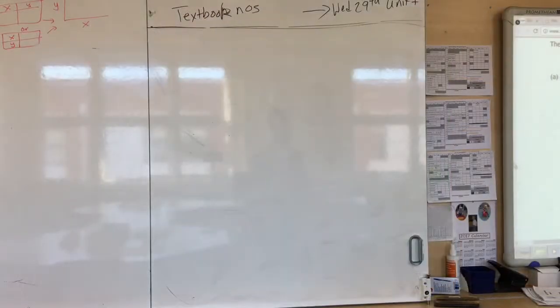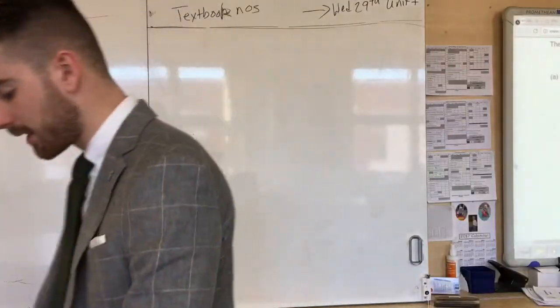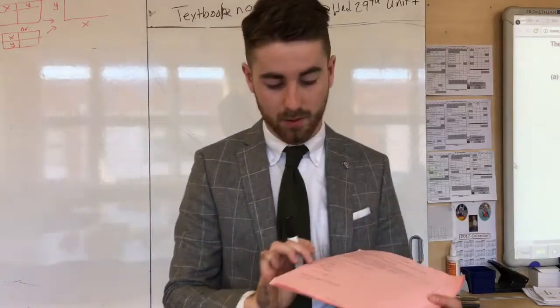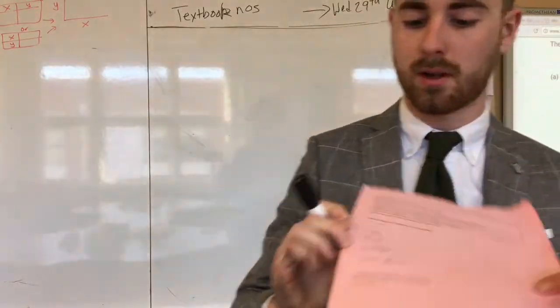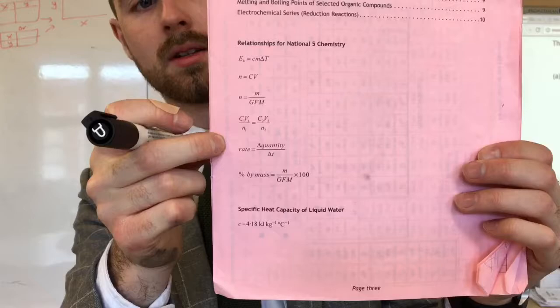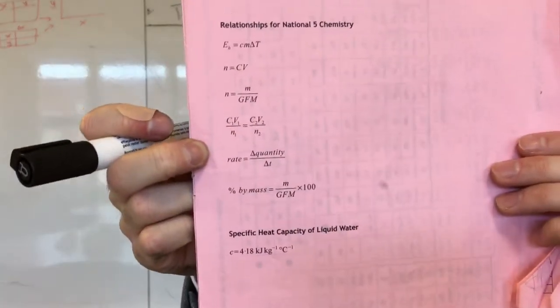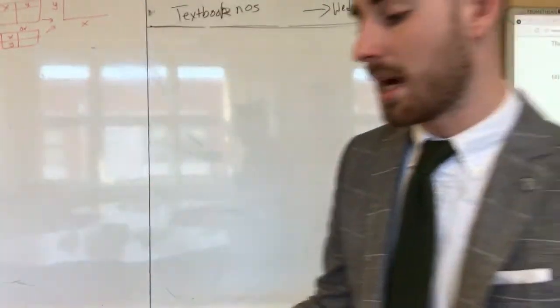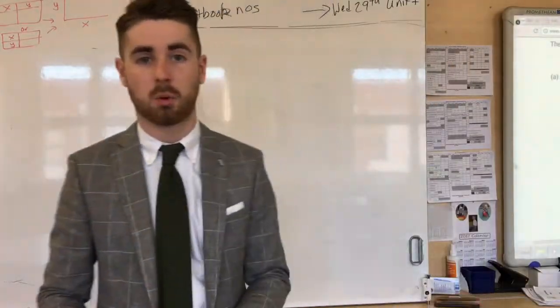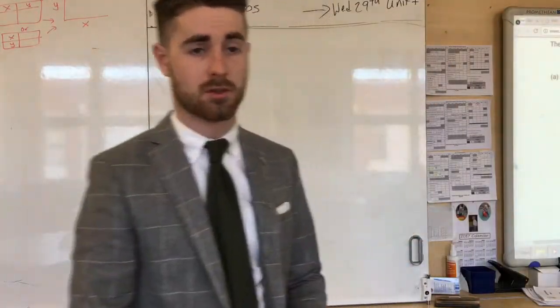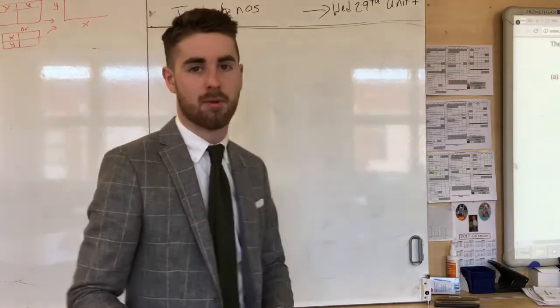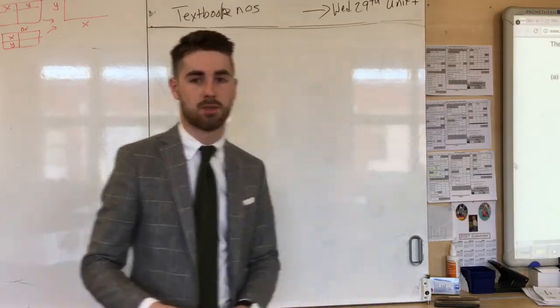So how do we calculate the average rate? Well, rate can be worked out using the relationship on page 3 of your data booklet. It's the fifth relationship down, second from the bottom. It is rate is equal to delta quantity over delta t. Delta means change in, and quantity just means the thing that you're measuring. So the quantity we're talking about is volume, the volume of gas produced.